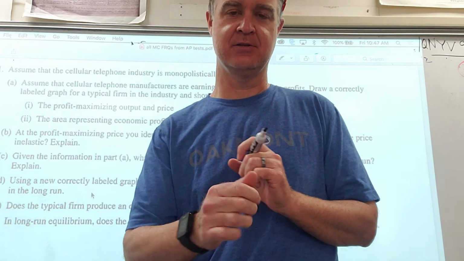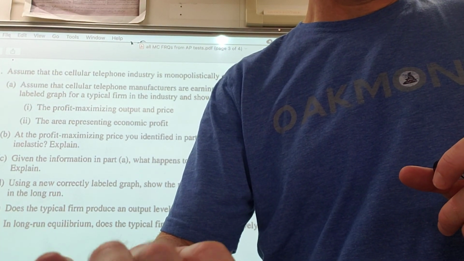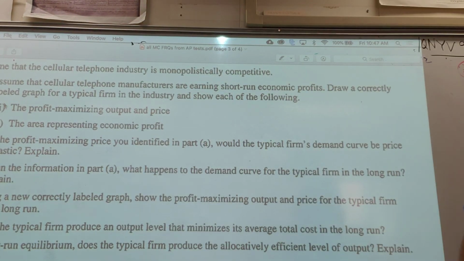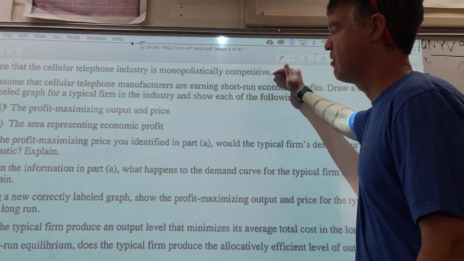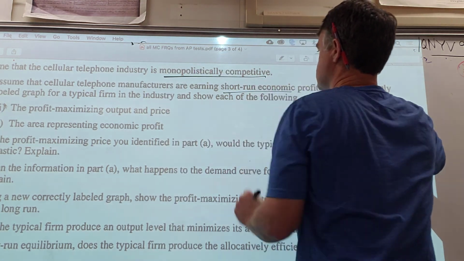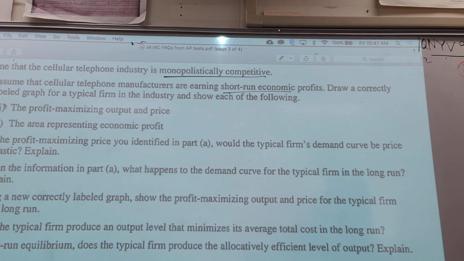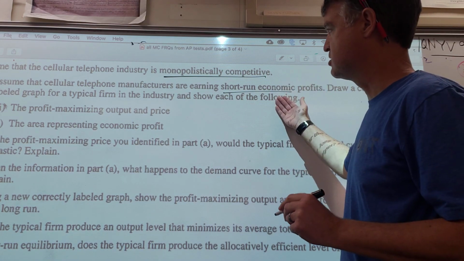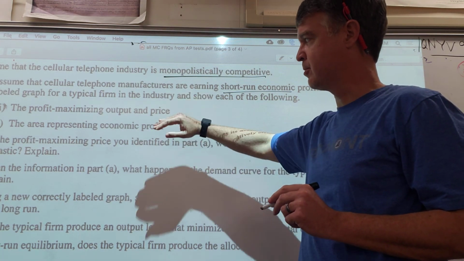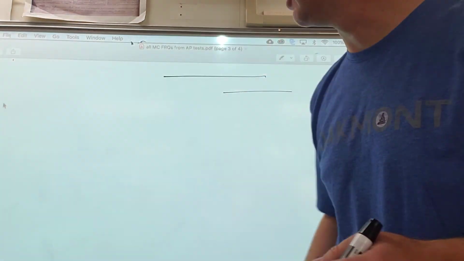Let's get started on 2007B. We'll read it, and then again I'm going to page up because I'm going to need the space to actually do the graph. Assume the cellular industry is monopolistically competitive, and earning short-run economic profits. What do we have to draw? A typical graph for a firm in the industry: profit maximizing output and price, and economic profit. No surprises there. We can do that. This is nothing we haven't done before.